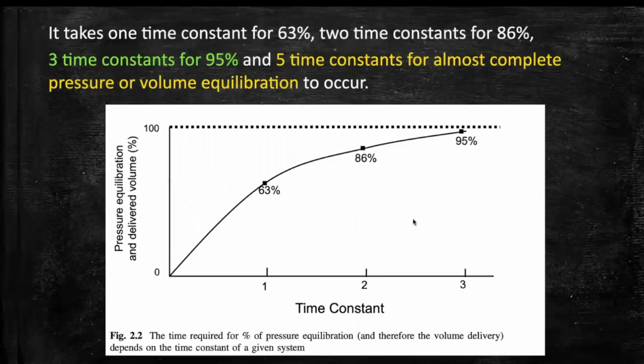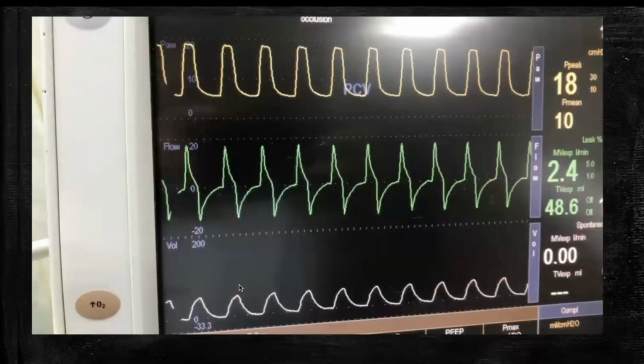It takes one time constant for 63%, two time constants for 86%, three time constants for 95%, and five time constants for almost complete pressure or volume equilibration to happen. This is very important. Generally 3 to 5 time constants are required for good equilibration, and inspiratory time should be set in such a way that at least 3 time constants are provided for equilibration of the gas. In this scenario, we can remember the time constant as per age for how much I time to be set, but the more ideal method is to look at the flow time scalar and adjust the time cycle.